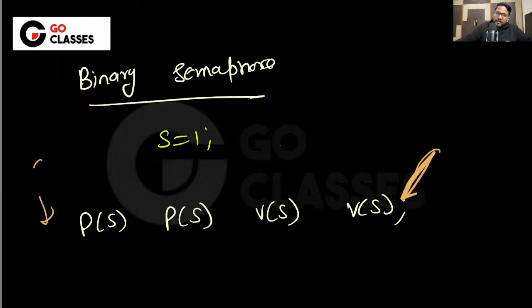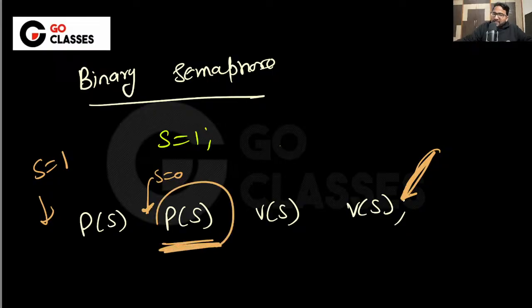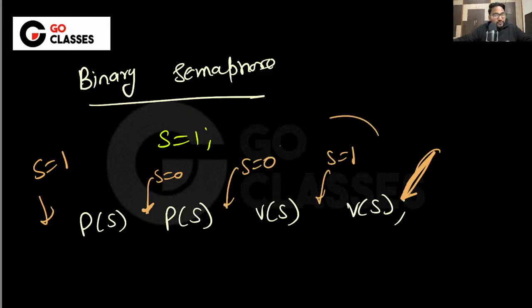See, s is 1 here, s will be 0 here, but in the binary semaphore, if s is 0, then you are not going to decrement it again. You will say s is 0 here only, s is 1 here. If it is 1, you are not going to increment again. It is either 0 or 1. So that's why it is s equal to 1 here only. Understood? Okay, understood. That's great.